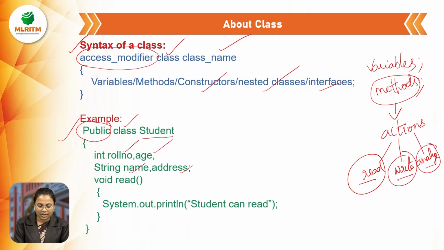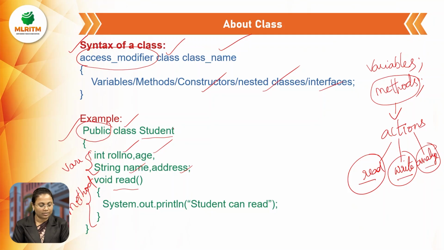Here, for example, I have mentioned a read method. Inside the read method, I have written System.out.println student can read. So in this, totally, these two are the variables, and this is a method. So inside the class, what have I declared? Variables and methods.